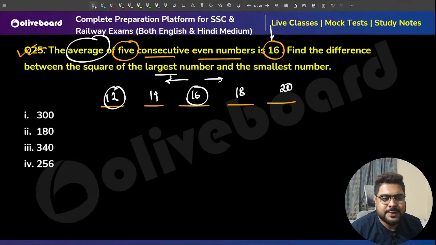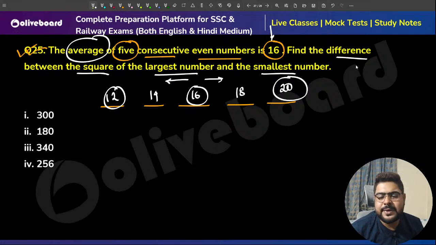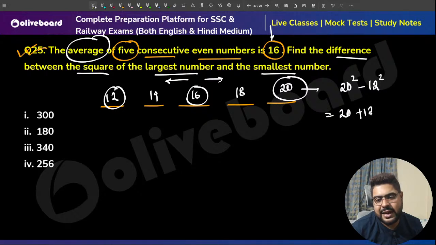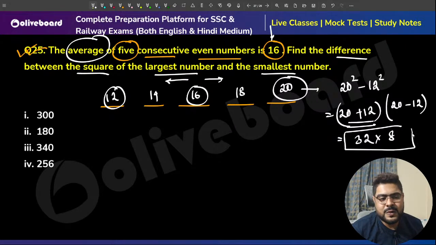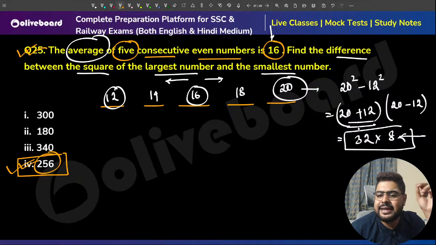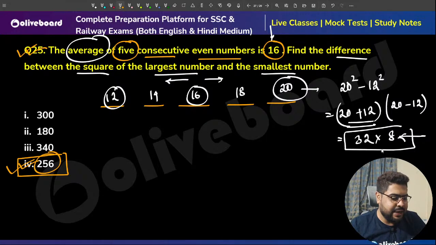They're asking smallest, like smallest and largest. Difference between the squares. Sir, this is 20 square minus 12 square. If you can do this, 20 plus 12 into 20 minus 12. Again, you can also choose to calculate. So this is how much, sir? 32 into this is how much, sir? 8. Sir, 8 2s are 16, sir. Answer will end in 6, sir. Option number 4. Answer will end in 6, the unit digit. 8 into 2, that is 16, that is 6.